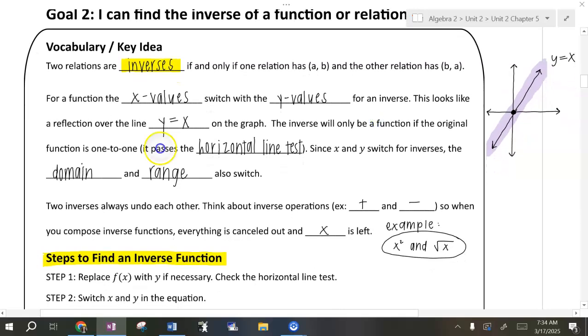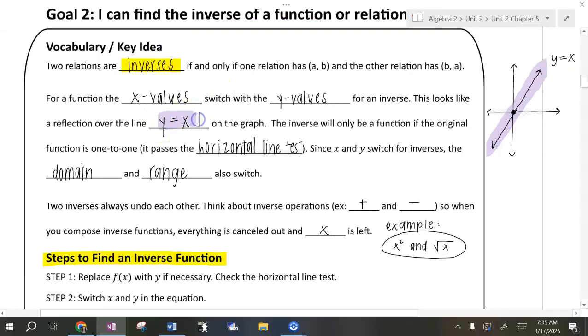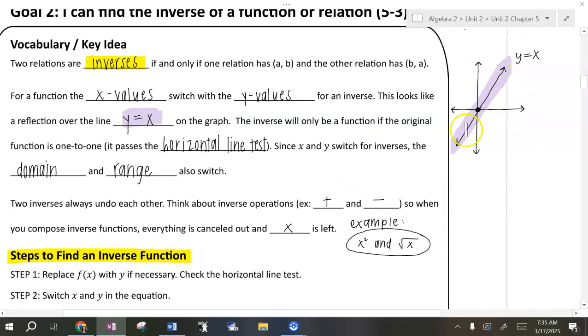Every time it's a function, since you're switching these inputs and outputs, essentially you're just switching the x values and the y values for an inverse. So on the graph, it's going to be a reflection over the line y equals x, which I drew for us here. We know how to do reflections over that line y equals x. We learned that in geometry class. You just switch the x value with the y value.